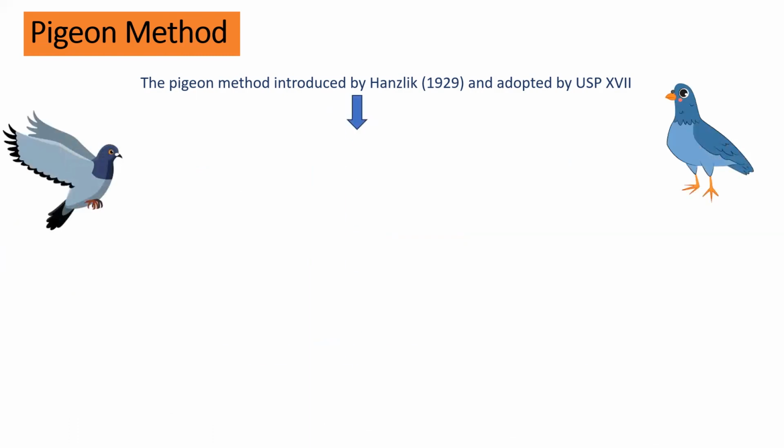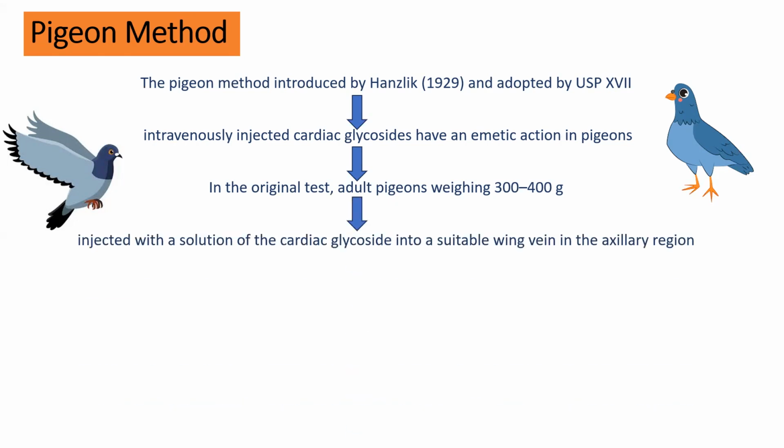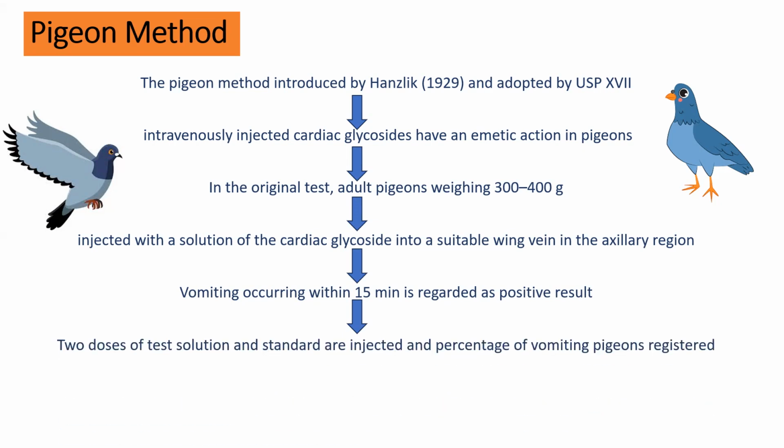In this test, intravenous cardiac glycosides, when administered to the pigeon, produce emesis. In the actual test, adult pigeons weighing 300 to 400 grams were taken, and then the glycosides were injected into a suitable wing vein in the axillary region. Vomiting within 15 minutes is regarded as a positive result.